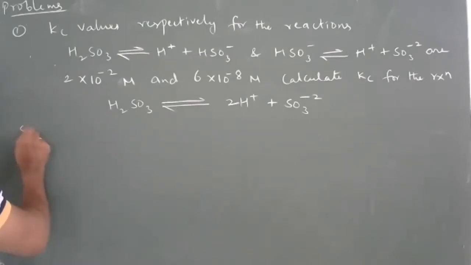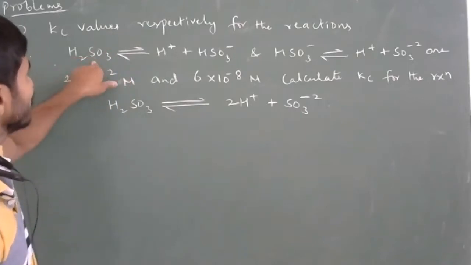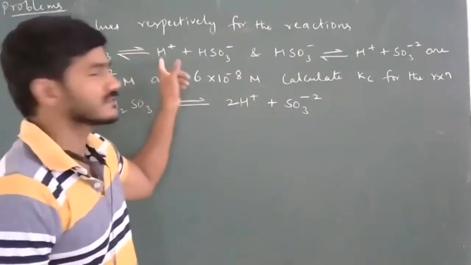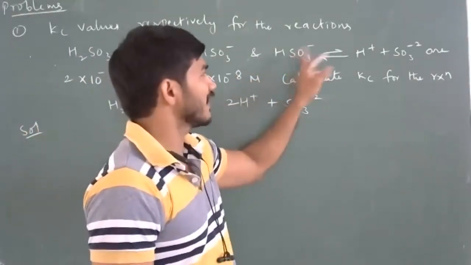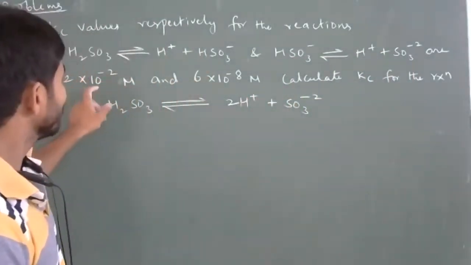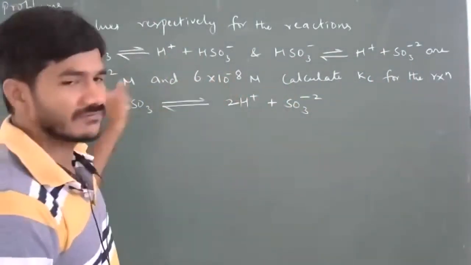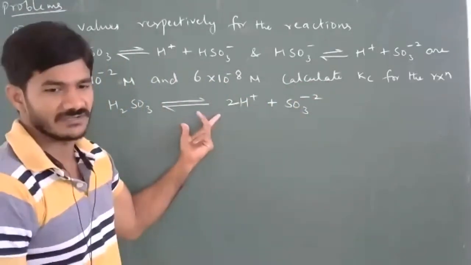So calculate this. This is also a simple problem. One equation is given, H2SO3 gives rise to H plus HSO3 minus. Second equation also given, HSO3 minus gives rise to H plus SO3 minus 2. Their Kc values are given. Two equations for two Kc values are given. We have to find out Kc for this equation. This is our required equation.